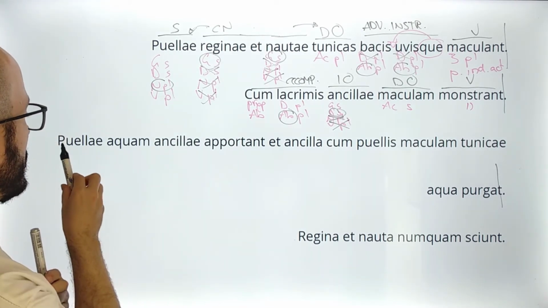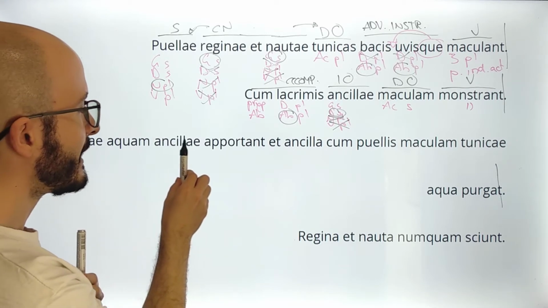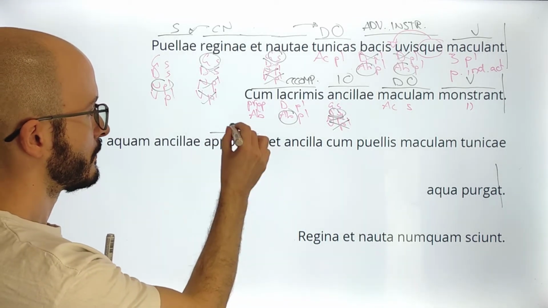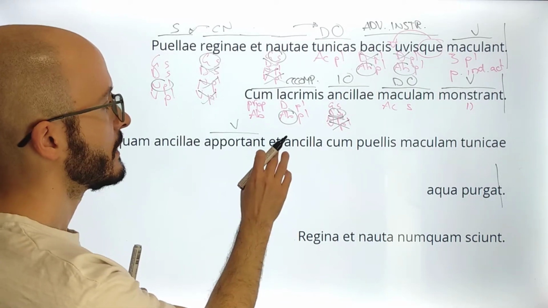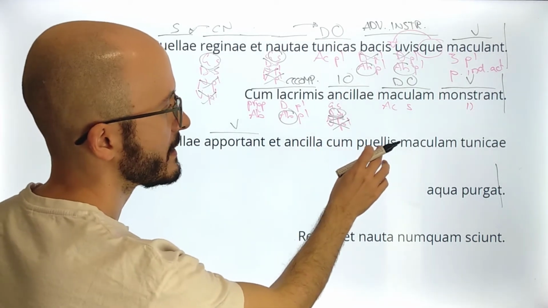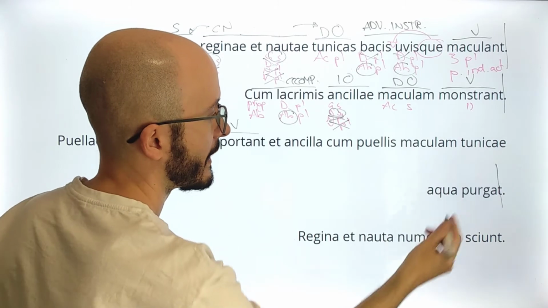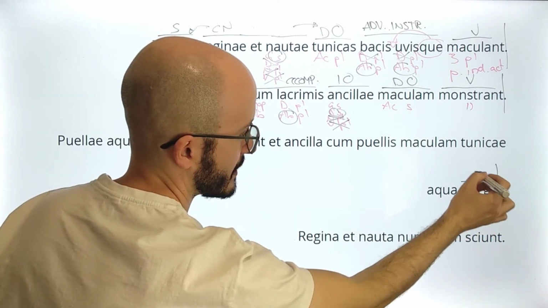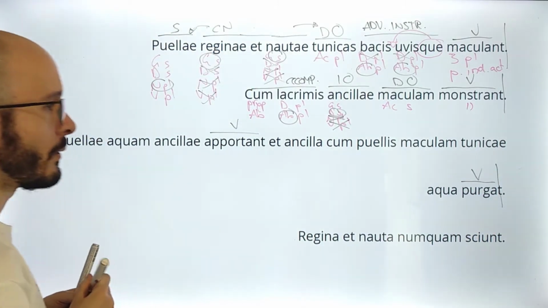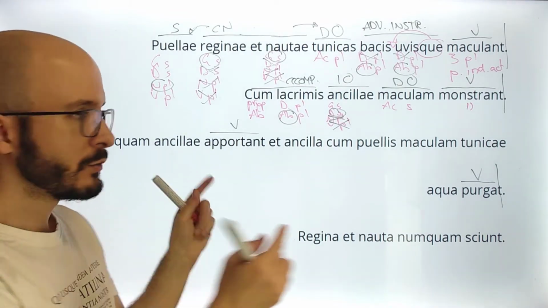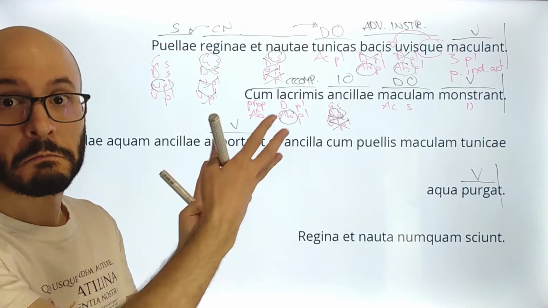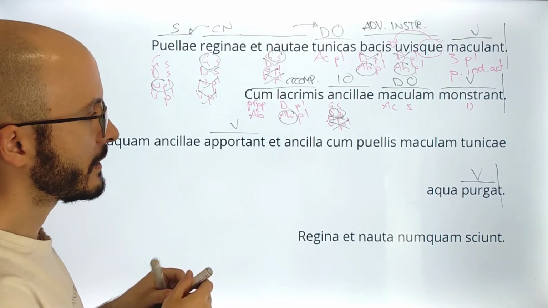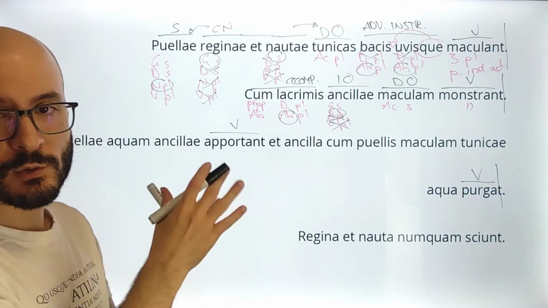Then, Puellae, aquam, ancillae, apportant, verb, and it continues. Let's see. Et ancilla cum puellis maculam tunicae aqua purgat. So, here we said that we have one sentence, but we have two verbs. So what do we do here? Here it is quite simple.